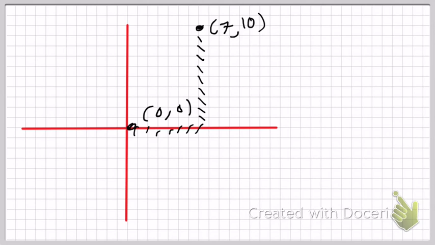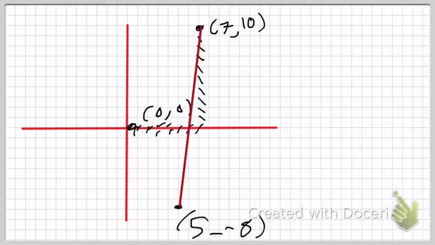And the other number is 5, -8. So we still go over positive 5. 1, 2, 3, 4, 5. But now we go down 8. 1, 2, 3, 4, 5, 6, 7, 8. Right there. So those are our 2 points. And we are going to connect them with a line.